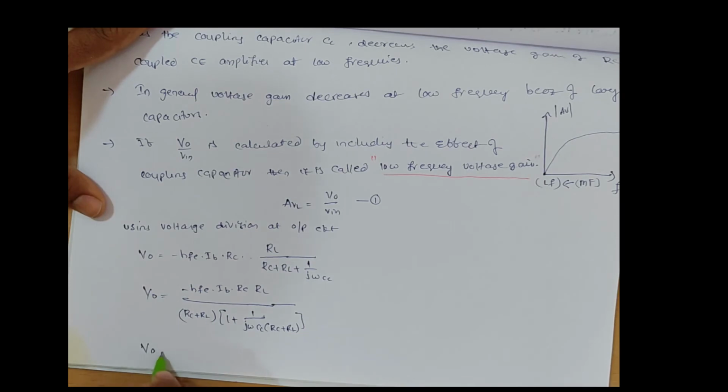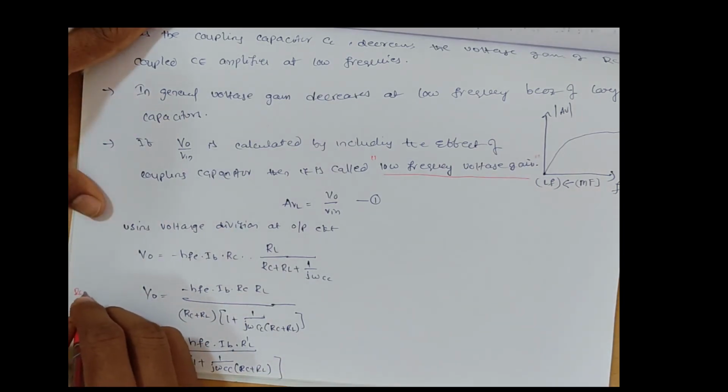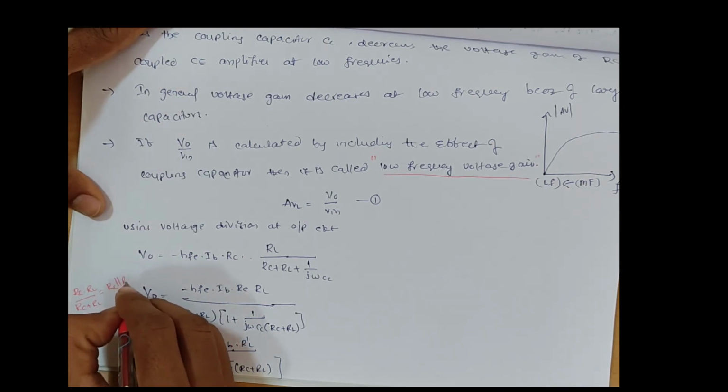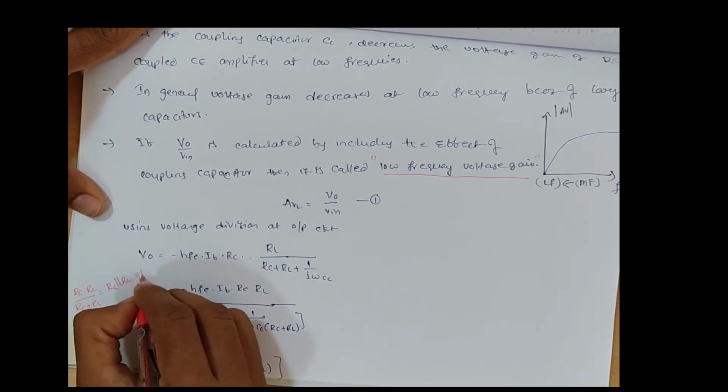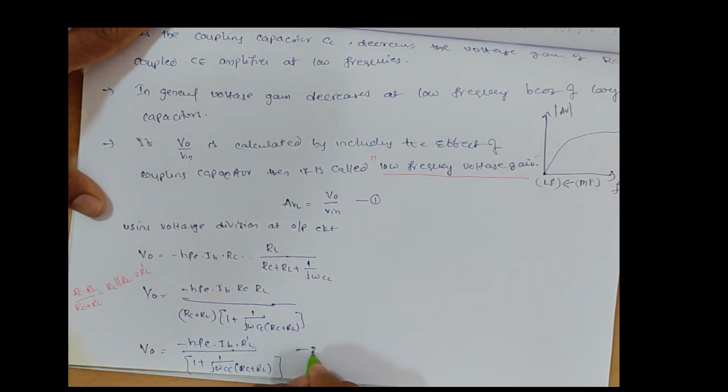So we can write V0 equals minus hFE into IB by S, this combination R dash L, into 1 plus 1 by j omega CC into RC plus RL. Here we replaced RC into RL by RC plus RL, which is RC parallel with RL, and we can write it equals R dash L. That's why I have written R dash L here. So now it is equation number 2.